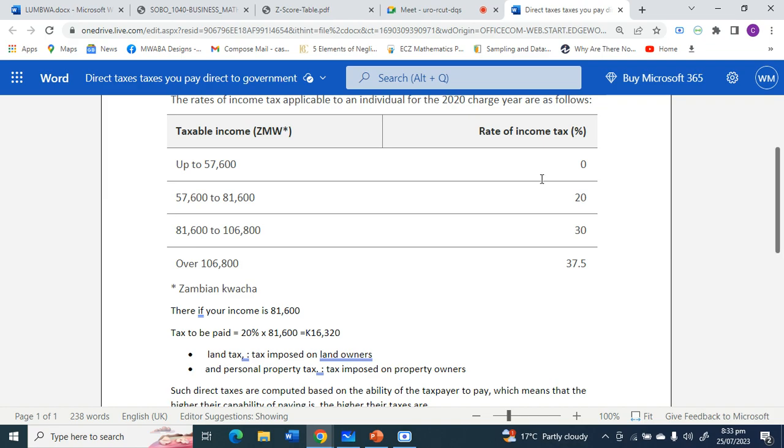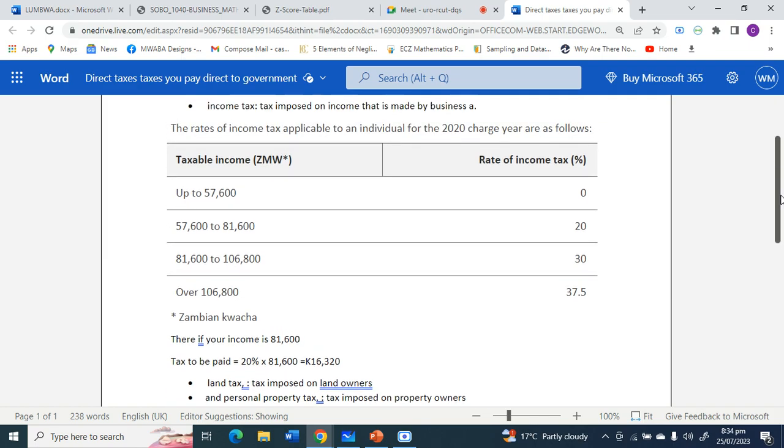I got this chart from PricewaterhouseCoopers on income tax. Right, these are some rates: for the amount of income up to 57,600, 0%; 57,600 to 81,600, 20%; 81,600 to 106,800, 30%; over 106,800, 37.5%. It's a chart of income tax.